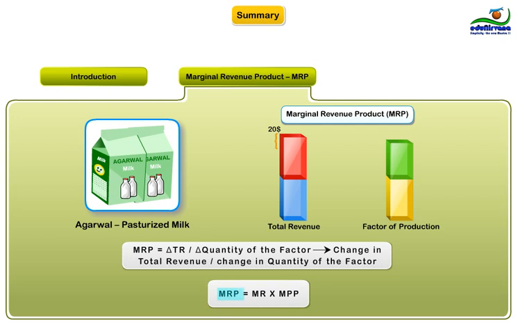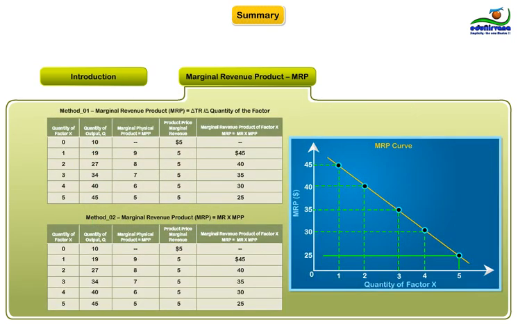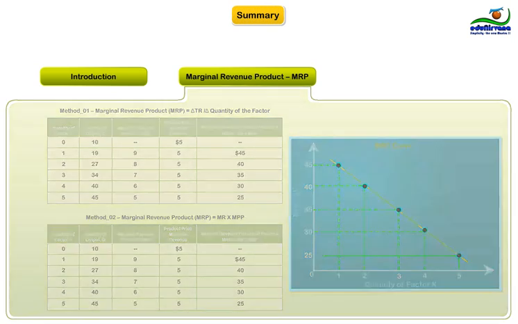MRP is equal to MR multiplied by MPP, marginal revenue multiplied by marginal physical product. Then it was established that the MRP curve is the firm's factor demand curve. It was indicated that this curve is a downward sloping curve, in line with the law of diminishing marginal returns.